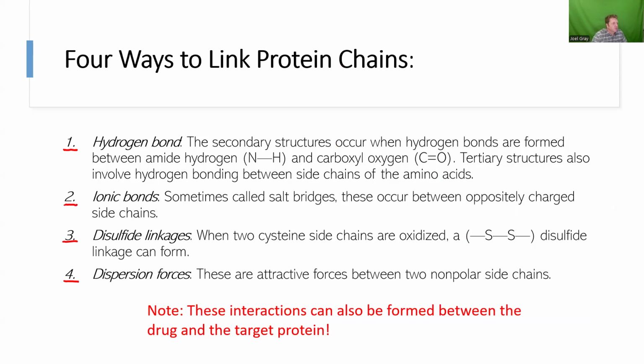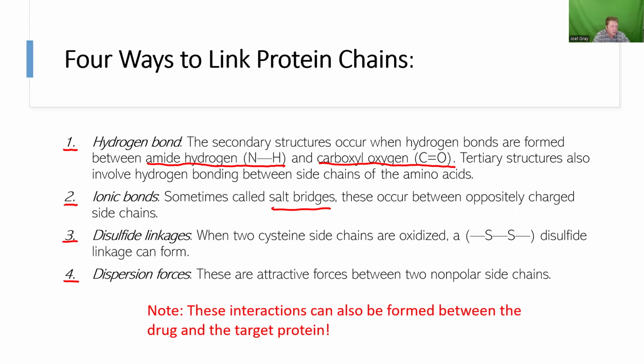So a hydrogen bond, for example, we talked about hydrogen bonds a bit. The secondary structures occur when hydrogen bonds are formed between amide hydrogens and carboxyl oxygens. Tertiary structures also involve hydrogen bonding between side chains of amino acids. Your ionic bonds sometimes are called salt bridges. These occur when oppositely charged side chains interact with one another.